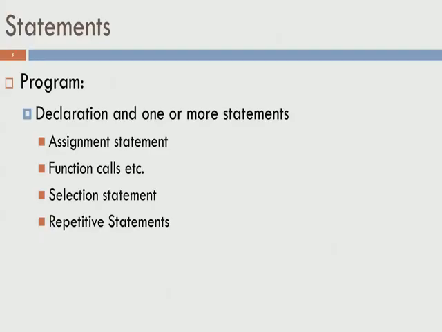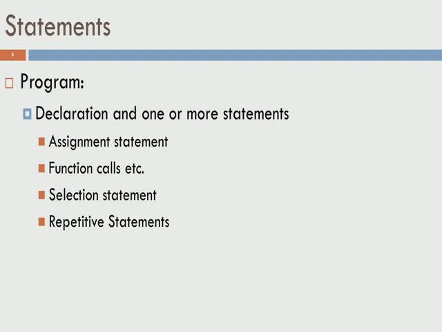Let's move on to statements. We know that a program is usually a declaration followed by one or more statements, and these statements could be an assignment statement or function calls. We have already seen these two kinds. Assignment statements, we have seen in the polynomial example, and function calls, printf and scanf, we have seen also. We saw selection statements also when we looked at the maximum of 3 numbers and so on. One thing that we have not seen is repetitive statements.